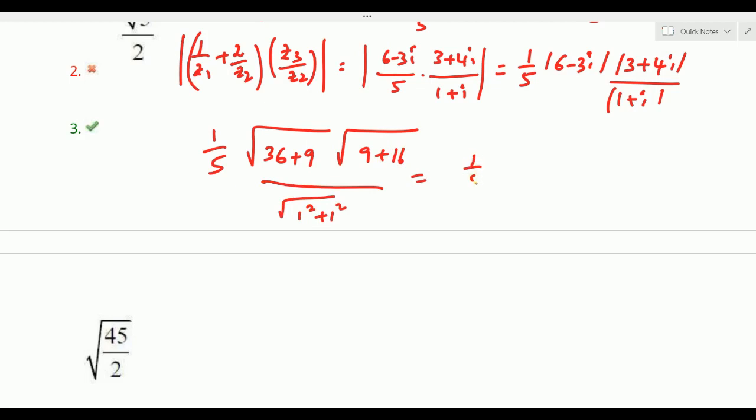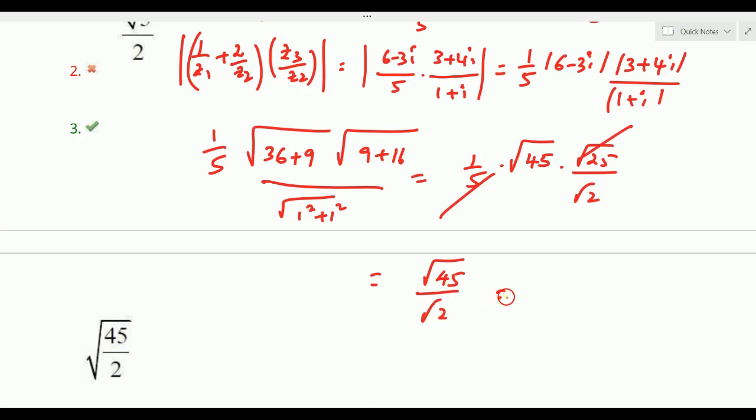So this is 1 by 5 of root 45, and 9 plus 36 is 45. This is root 25 by root 2. Root 25 is 5, which cancels with the 5. Therefore what is left is root 45 by root 2, which is root over 45 by 2. This is given clearly as the third option, root over 45 by 2. This is the result, right? Is it clear?